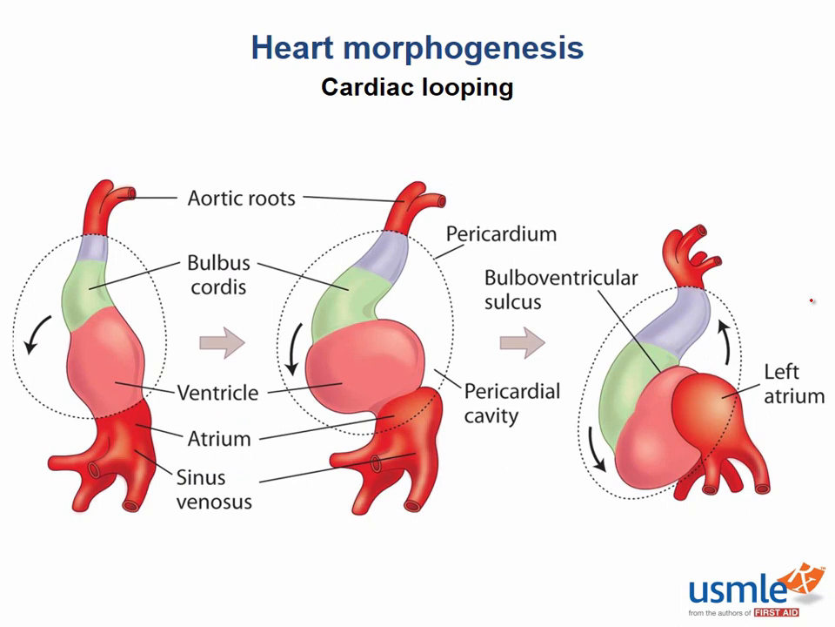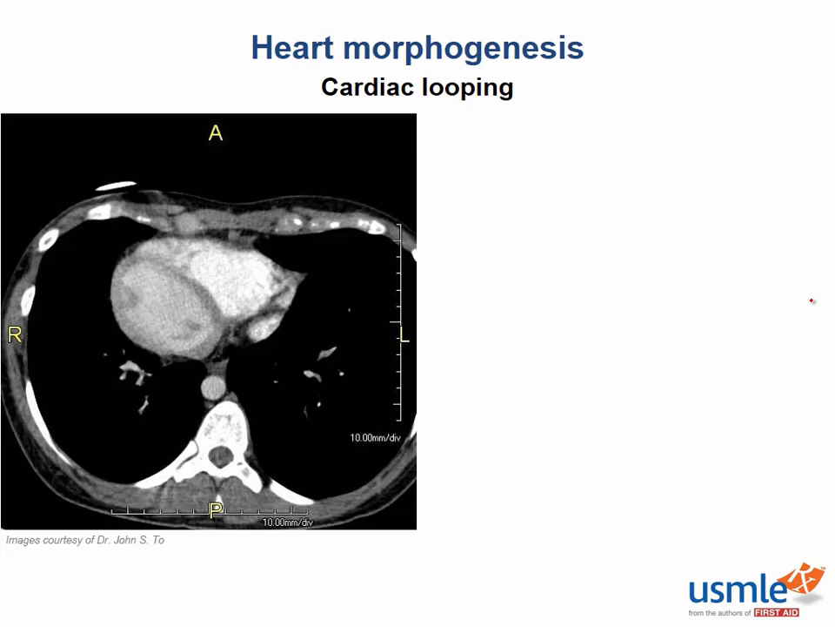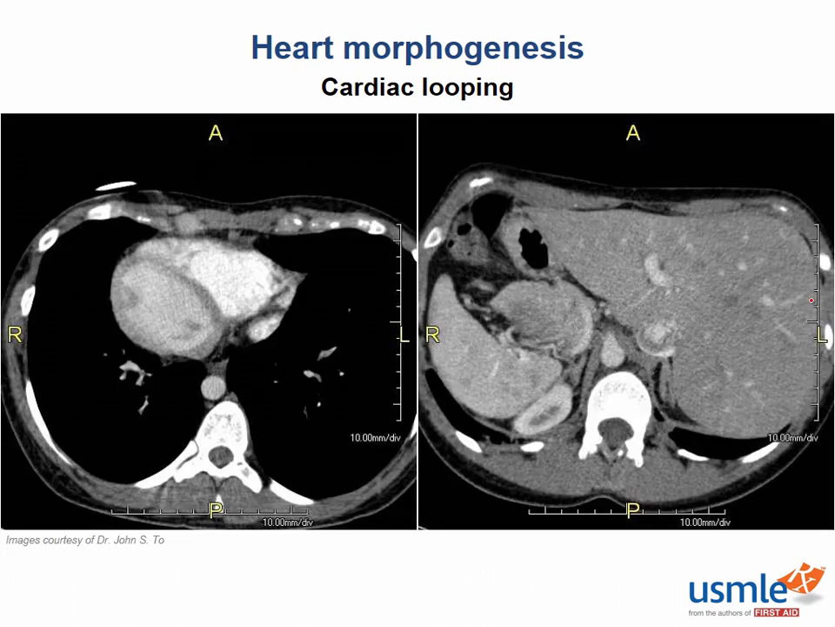Thankfully, test examiners are not going to ask you in which direction cardiac looping occurs, but rather, they would expect you to look at a CT image, like this one, or maybe even like this one, and ask you what's going on. Do you notice anything different about these two images?